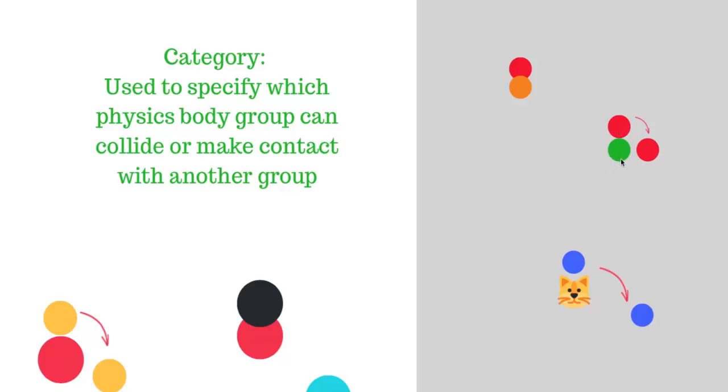So the collision between the green and the red ball is set to true, whereas there is no collision between the black and the red ball. Also, the dark blue ball and the cat, there's a collision between them. So categories can be used to specify which physics body group can collide or make contact.